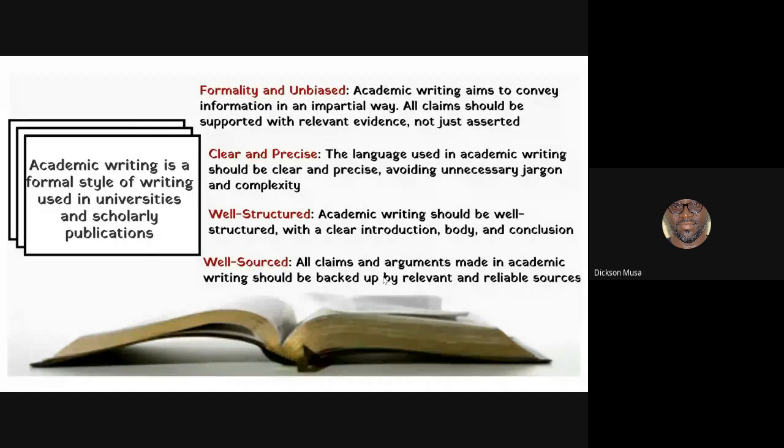Then also, academic writings must be well sourced. All claims and arguments made in an academic writing should be backed up by relevant and reliable sources. Like I said earlier, it has to be supported by relevant evidence. After you get the evidence you are able to generate, then you should back it up by getting relevant and reliable sources, like how our friend Tijani said, Baker 2001 and Baker 2023, to support the fact that you were able to get evidence that bread is soft.